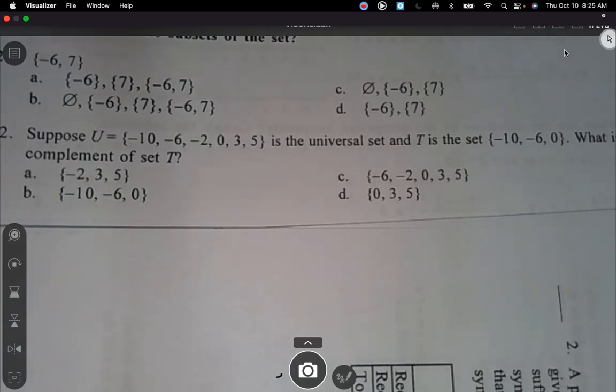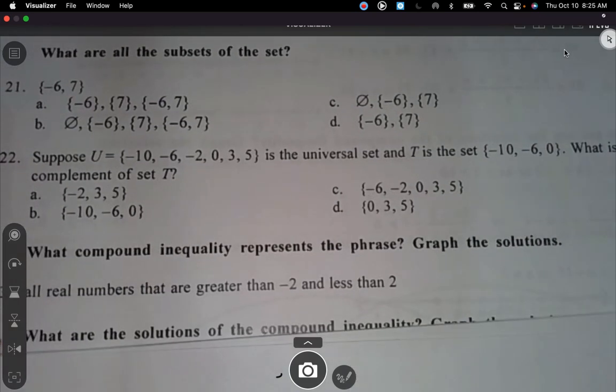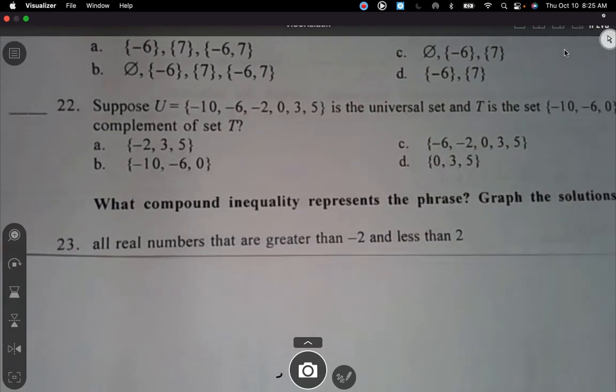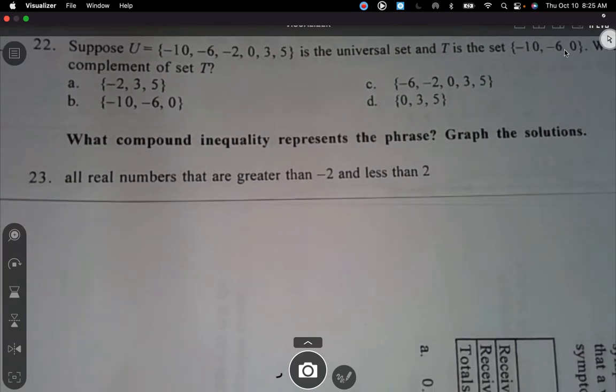Can you just take one? Now we get into the ones that are a little bit more difficult. You can write? You're allowed to? Okay. All right. All real numbers that are greater than -2 and less than 2.